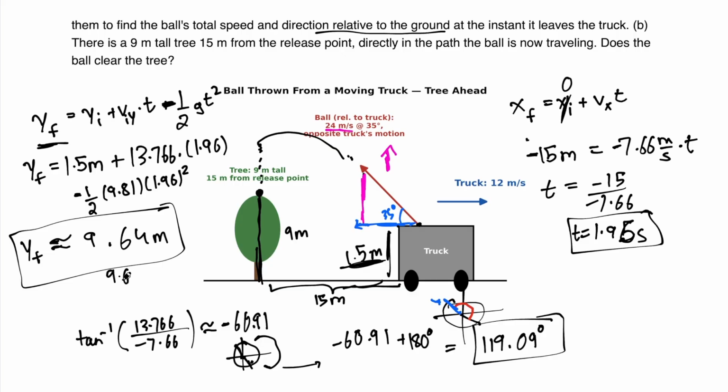9.64 meters minus 9 meters, we have a distance of 0.64 meters. And this is greater than 9, so we do, of course, cross the tree.